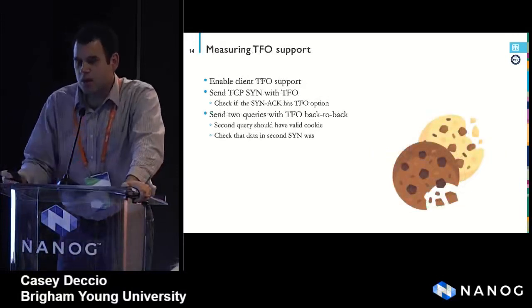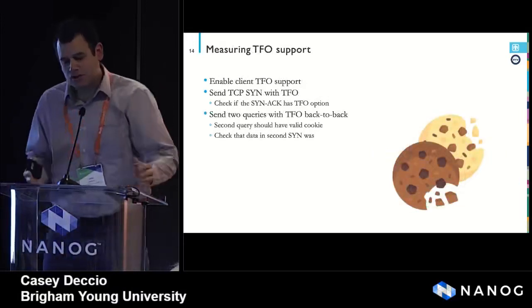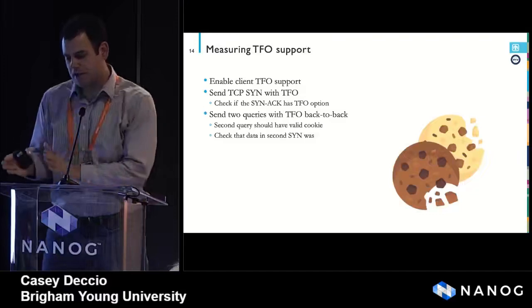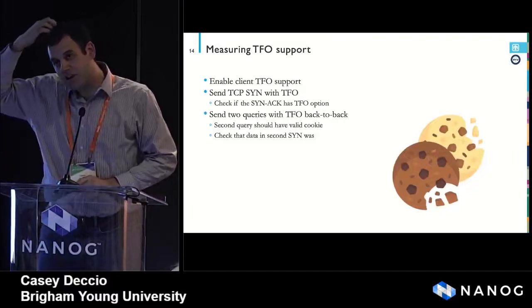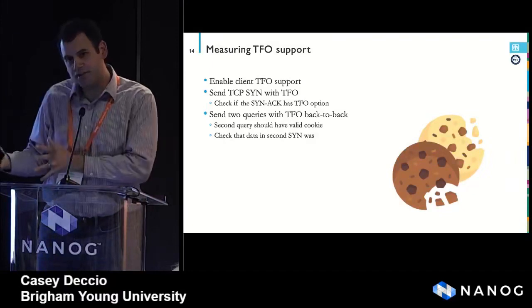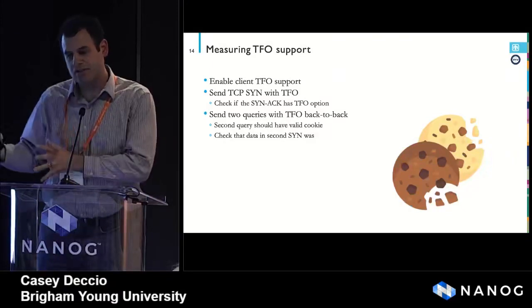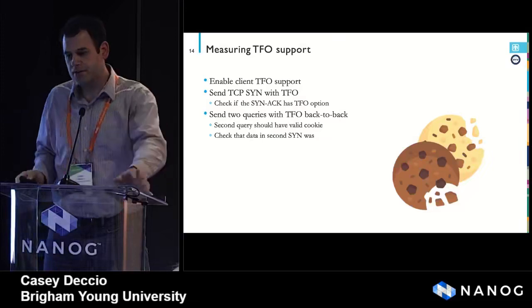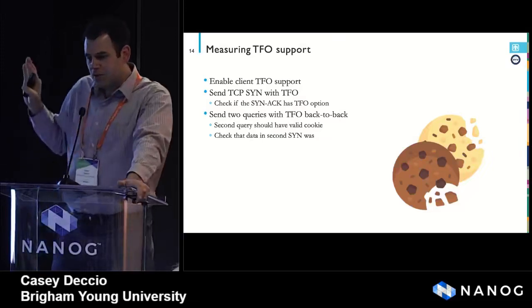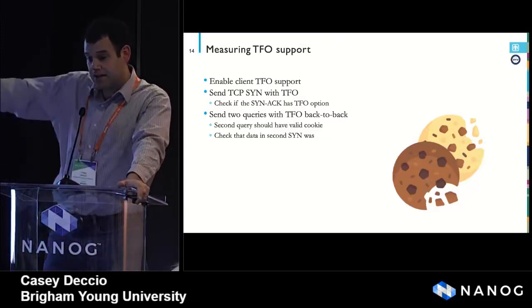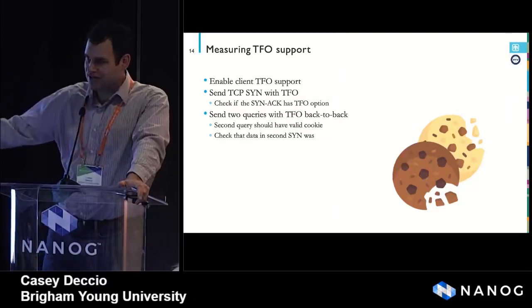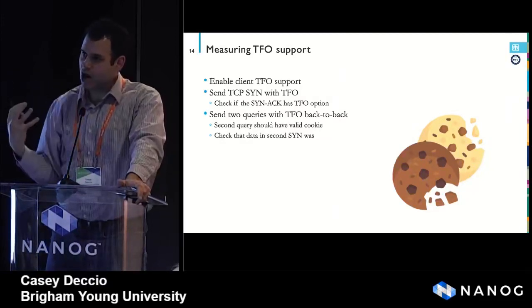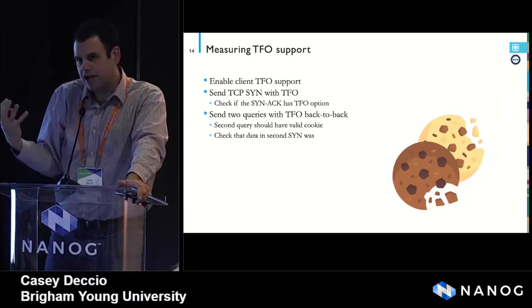So the way we wanted to measure this, we wanted to measure this from 2 perspectives. One is by looking at the client to server realm, and we did this generically, looking at the regular DNS servers as well as the DNS over TLS servers. The way we did this, first, we sent a TCP SYN with the TFO option, and then we checked just to see if the SYNACK coming back also had the TFO option and a cookie that came along with it.